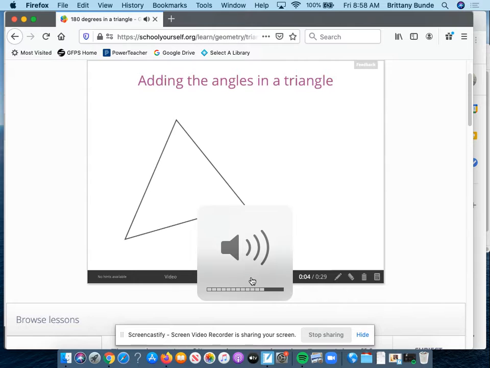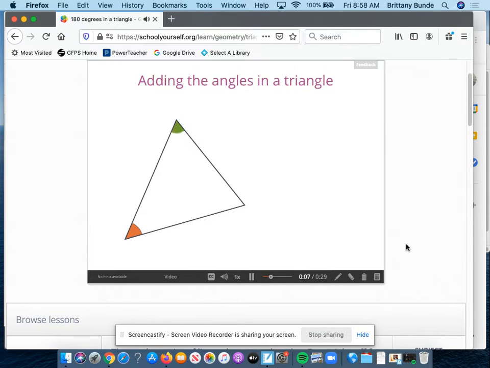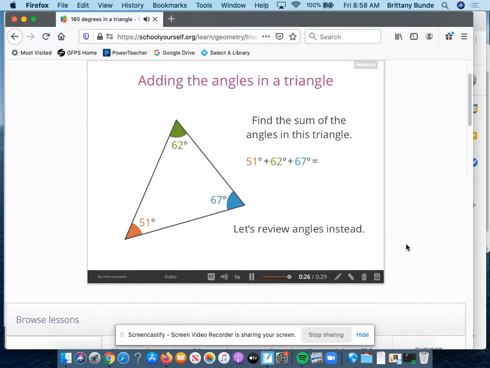The triangle. Here's a sample triangle, and let's color its three angles. Now this angle over here is 51 degrees. This one is 62 degrees, and this one is 67 degrees. So what's the sum of these three angles? In other words, what's 51 degrees plus 62 degrees plus 67 degrees? And if you'd like to review what angles are instead, then click over here.